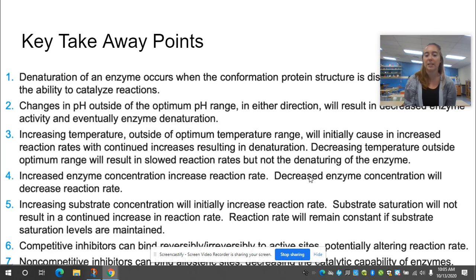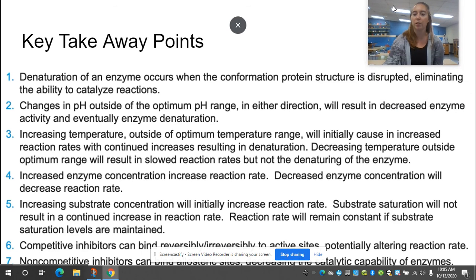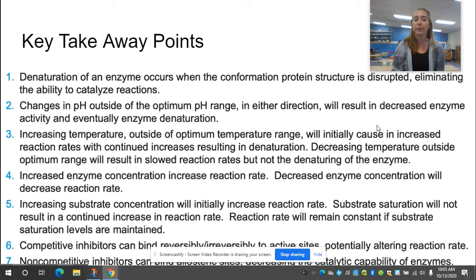We are down to our key points for today. If you have any questions on these, you can let me know, but I have them written in here in case you want to look over those key points again. Just a quick reminder that pH and temperature have an impact on how our enzyme is going to work. We're also going to see that the amount of substrate matters, and the amount of enzyme matters. If there are competitive inhibitors or non-competitive inhibitors, all of those are going to impact what our enzymes can or cannot do.